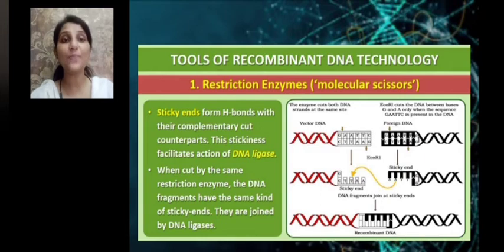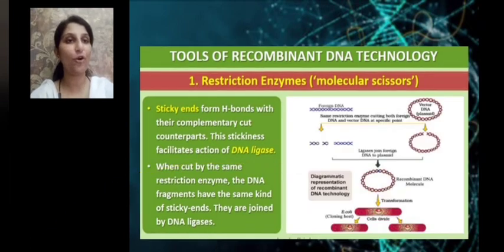When cut by the same restriction enzyme, the DNA fragments have the same kind of sticky ends, because each restriction enzyme recognizes a particular sequence. So EcoR1 will recognize only the sequence GAATTC and cut between G and A. When the same enzyme is used to cut the vector DNA and the foreign DNA, similar stretches are created and they will be stuck together with the help of hydrogen bonds and joined together by the enzyme DNA ligase.